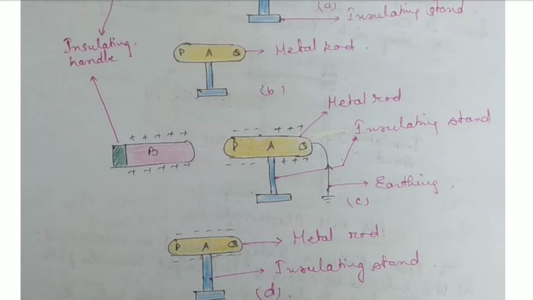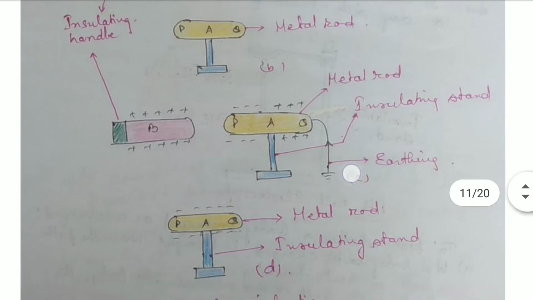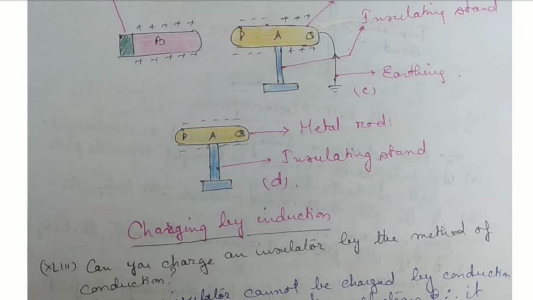Then we remove this rod B, the glass rod is removed. This end is neutralized, there is no positive charge, and the glass rod is not there either. So the charge which was there in the negatively charged P end will get distributed throughout the rod, and the metal rod will now become a negatively charged rod.